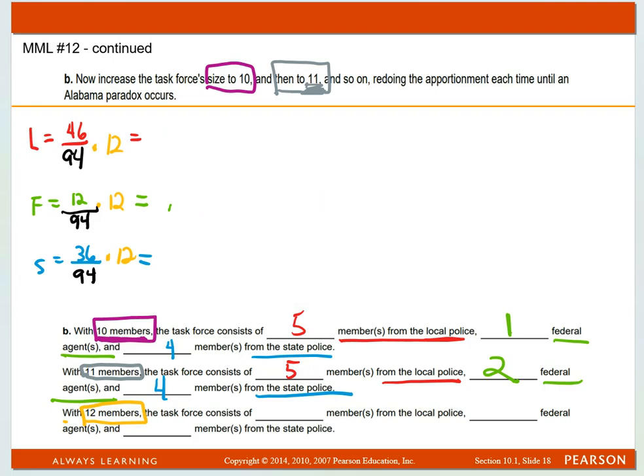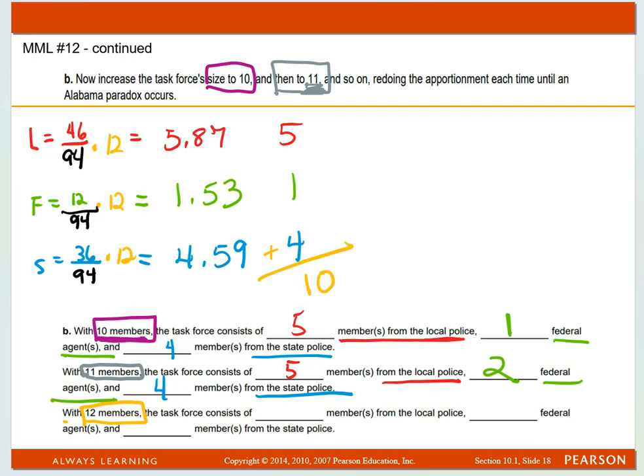Accidentally knocked that out. And so all this comes out one more time. And so I grab my handy dandy calculator and I do the math. For the local boys, I ended up with 5.87, so they get 5. And then for the federal agents, I ended up with 1.53, so they get the 1. And then the state boys was 4.59, so they get the 4. And then I add that up, and 5 and 1 is 6 and 4 is 10.